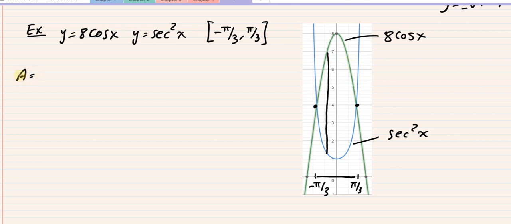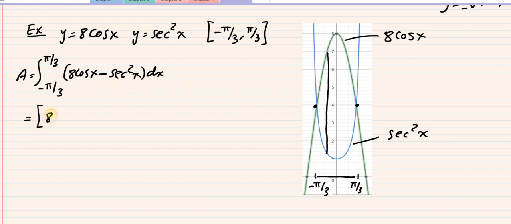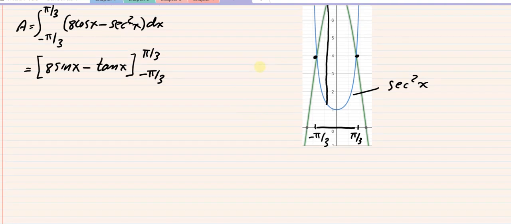So the area is going to be the integral from negative pi over 3 to pi over 3 of 8 cosine x minus secant squared x times dx. Now the integral of 8 cosine x is going to be 8 sine x, true, and the integral of secant squared is tan x. So pretty basic. And the limits of integration, of course, run from negative pi over 3 to pi over 3. And we just have to do the fundamental theorem now, right? The upper limit minus the lower limit.